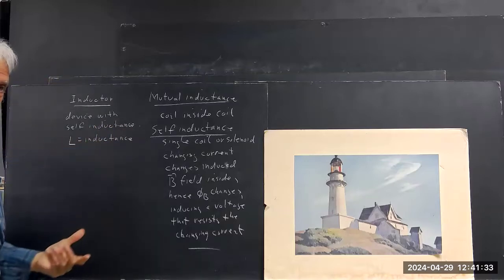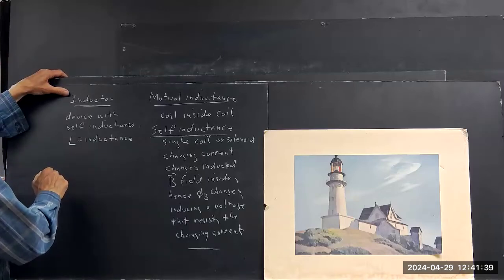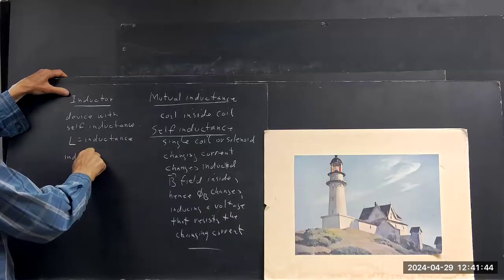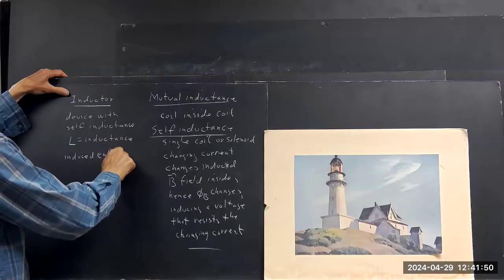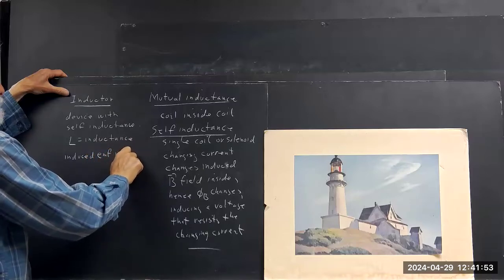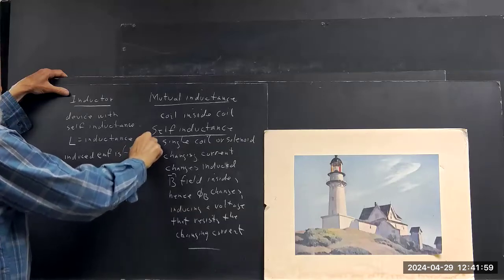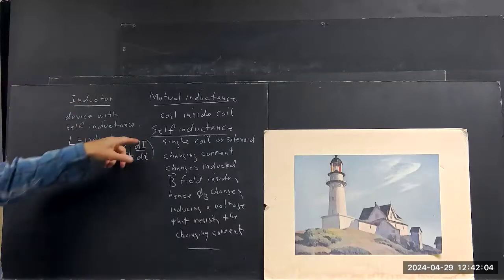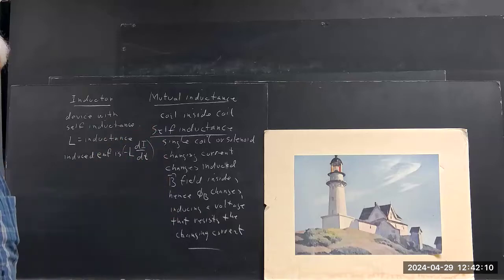L is going to be the inductance, and the induced voltage, or induced EMF, is negative L times di/dt. Why? Well, if your current changes, that changes the flux inside this thing. Just think of a coil or a solenoid. Change the current, change the magnetic field, change the flux.